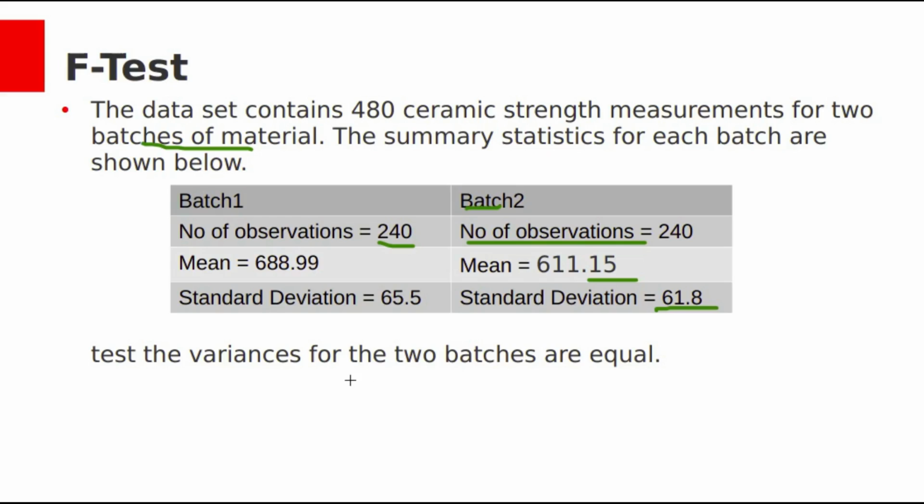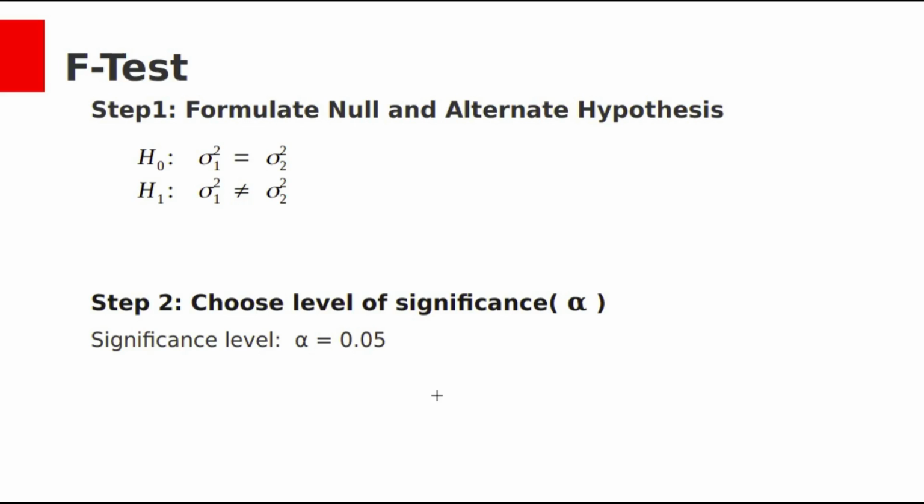You need to test whether the two batch variances are equal or not. First we need to formulate the null hypothesis and alternate hypothesis. H0: sigma 1 square equals sigma 2 square. Alternate hypothesis H1: sigma 1 square is not equal to sigma 2 square. The null hypothesis says that the two group variances are equal. Let us assume significance level alpha 0.05.